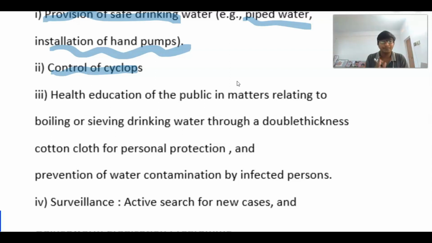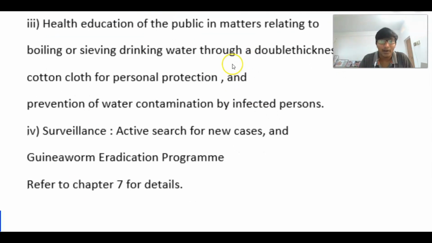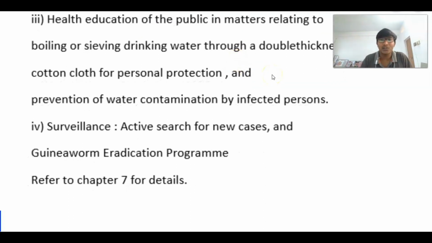And the next one is surveillance. As soon as we find a Dracunculiasis case, it is our job to inform the health authority as well as to educate the community members, so that the person is not contaminating the water and not infecting other persons. So we have to do an active search for new cases and the guinea worm eradication program. I will attach the link of this guinea worm eradication program also. You can see it on YouTube.